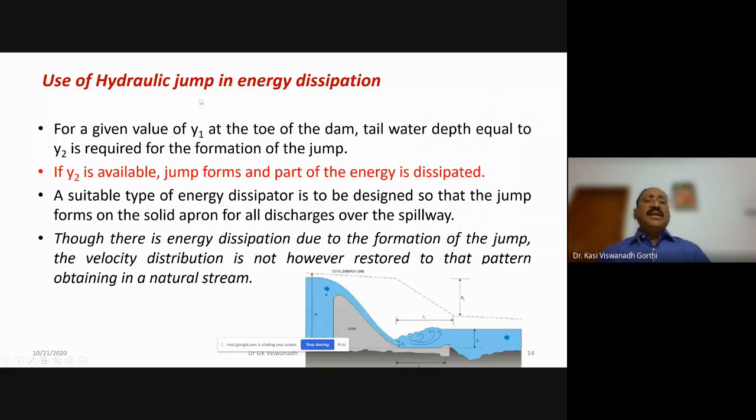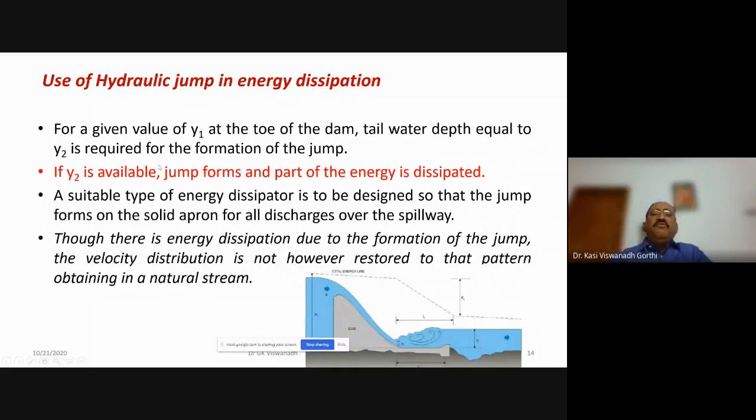So the use of this hydraulic jump is in energy dissipation. In the figure, when water falls from a high level, potential energy gets converted to kinetic energy, and a hydraulic jump forms here. Because of the hydraulic jump, there is a change in the state of flow at the foot of the spillway, from supercritical flow to the tailwater subcritical flow. Because of this change in state of flow from supercritical to subcritical, a hydraulic jump forms, and this hydraulic jump is utilized in dissipating the energy.